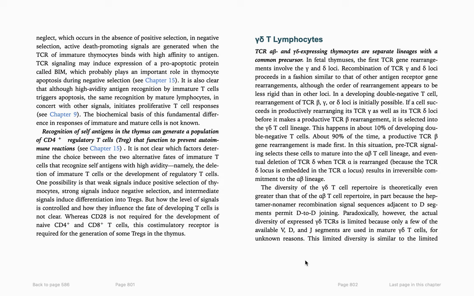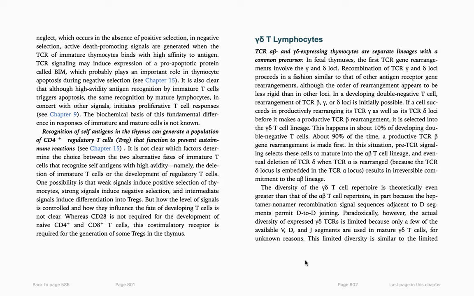Whereas CD28 is not required for development of CD4 plus CD8 T cells, this costimulatory receptor is required for generation of some Treg in the thymus.